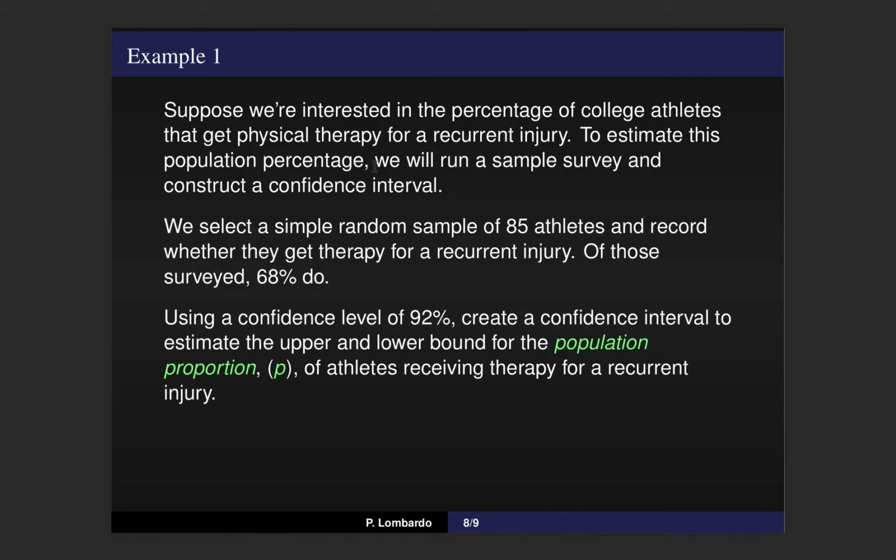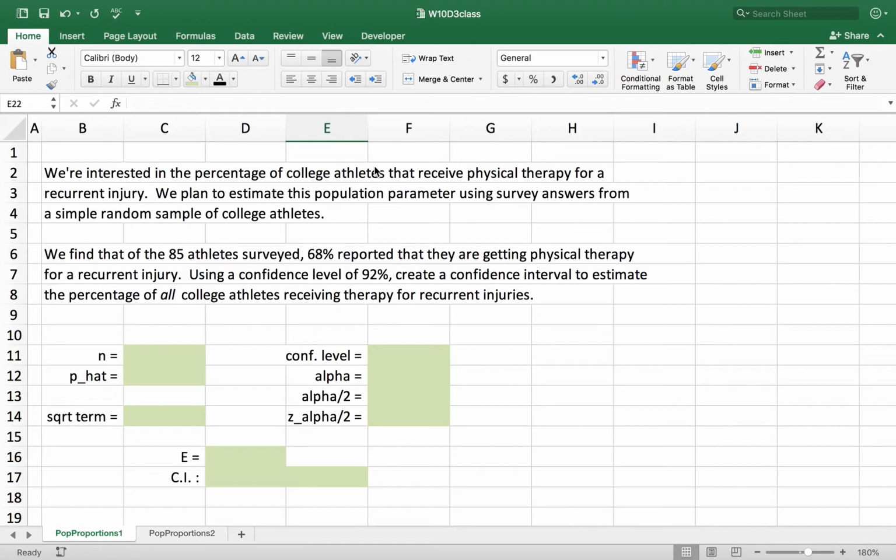Let's consider our first example for today. I want you to know that in our W10-D3 Excel workbook, both of the examples we're about to go over are there, and this is where we're going to record most of our work. So please keep this in mind moving forward. You may want to open this up and get ready to do the example along with me.